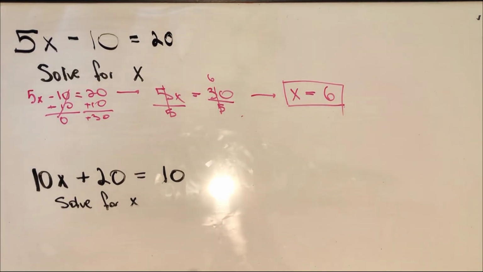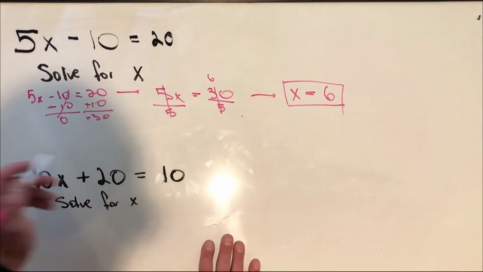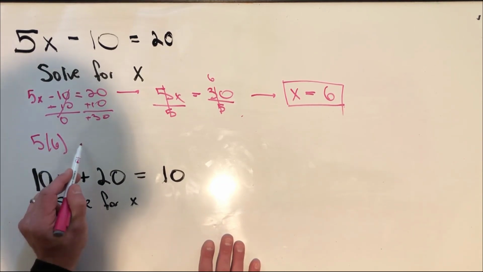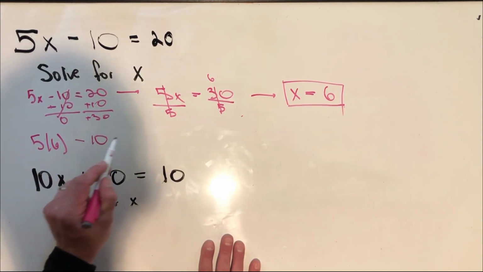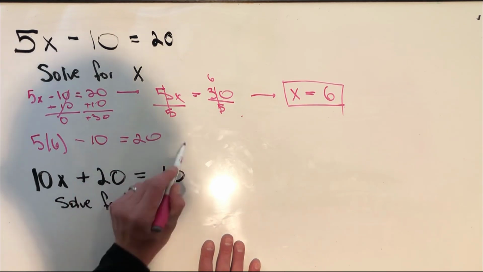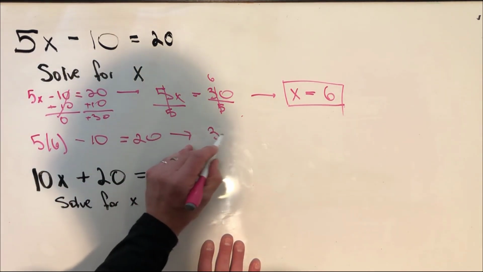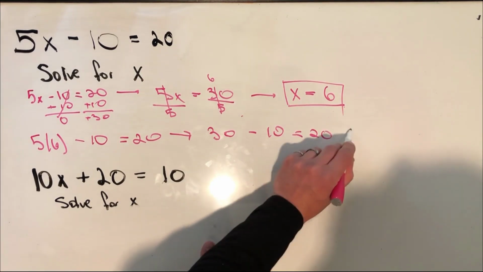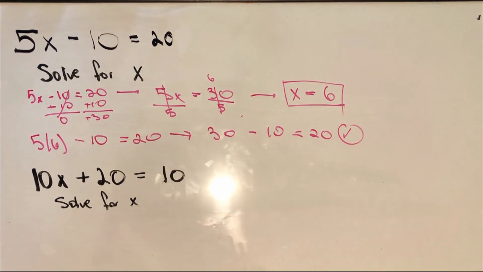X equals 6. Not that bad, pretty straightforward. If I drop my x in, 5 times 6 minus 10 equals 20. 30 minus 10 equals 20. Well, gosh, that checks out. All right, so let's get over to our next one.